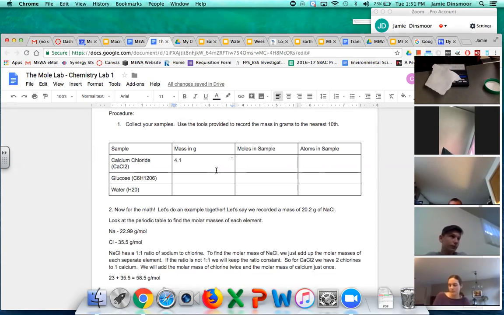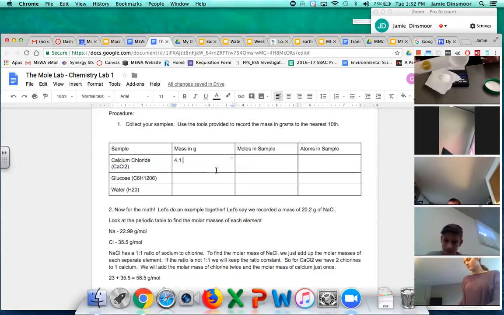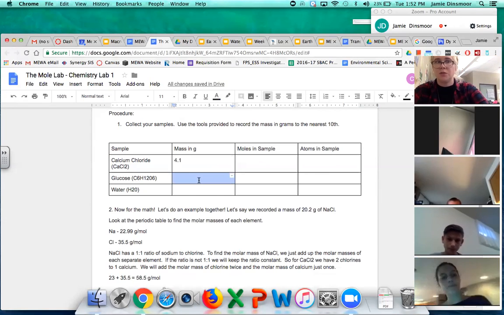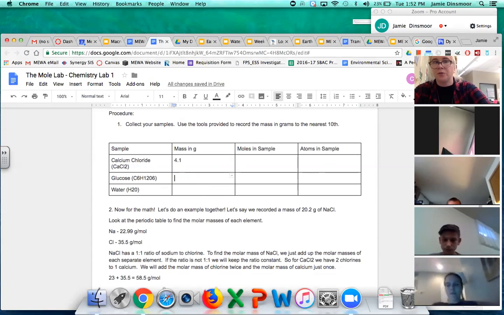for glucose, which a lot of us are probably familiar with. It looks like sugar because it is sugar, right? It's regular table sugar. So glucose is much more powdery than the calcium chloride. I'm putting the same volume of glucose, right? I used a 1 teaspoon measuring spoon here to get the same volume of both of these. However, I have a different mass. My glucose mass is going to be 3.1. So mass of glucose, 3.1.